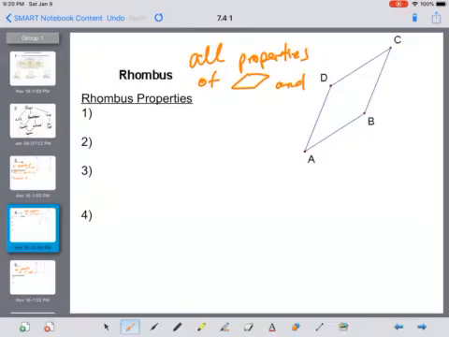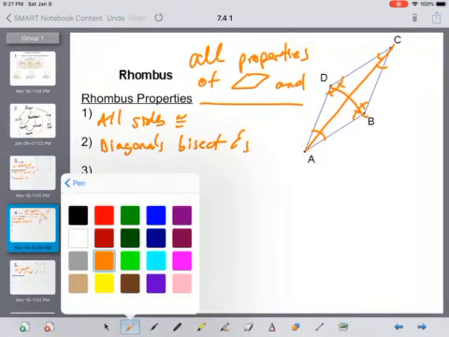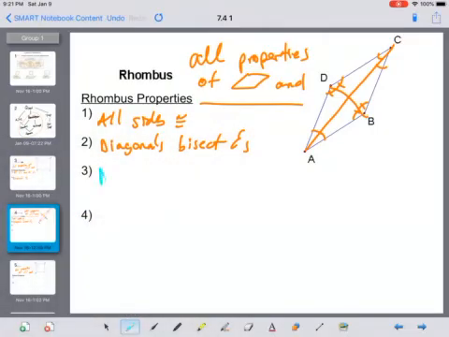Some properties of a rhombus. First off, remembering that, yes, it is, again, all properties of a parallelogram. And then some specific properties for a rhombus are all of the sides are going to be congruent. Diagonals are going to bisect the angles. So all four of those angles would be congruent, and then same thing on the other diagonal as well. Also, the diagonals are going to be perpendicular bisectors of each other.